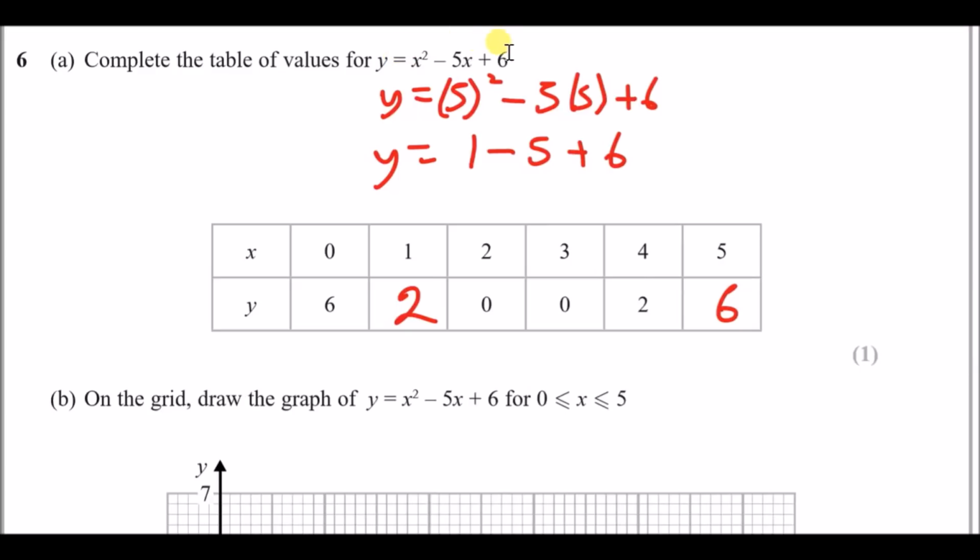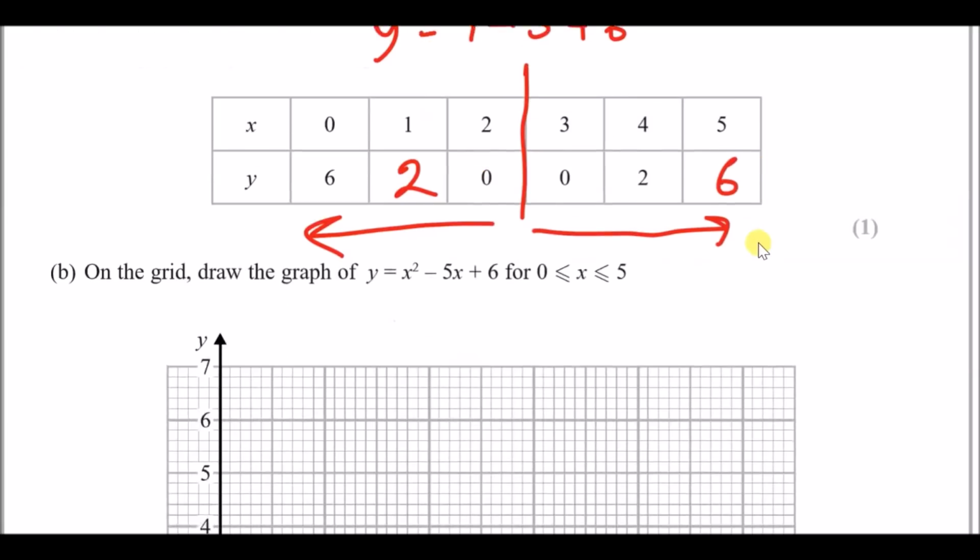Because this is a quadratic equation, and quadratic means that you have an x squared, an x term, and a regular term, or at least it starts with x squared, you're going to get a symmetrical pattern. So you can see bang in the middle that these values across and these values here have the same pattern. So 0, 2, 6, 0, 2, 6.